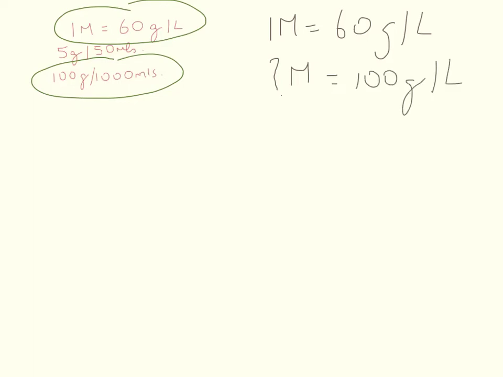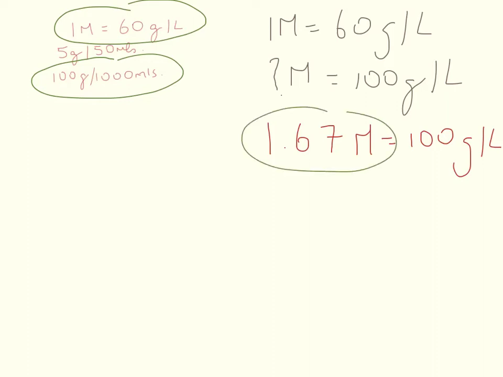So again, I'm going to do the same trick that I've been talking about throughout the tutorials. I'm going to do the same thing to each side of the equal sign, and I get 1 divided by 60 multiplied by 100, and I get 1.67 molar is equal to 100 grams per litre. So now I know the solution that was made up is 1.67 molar.